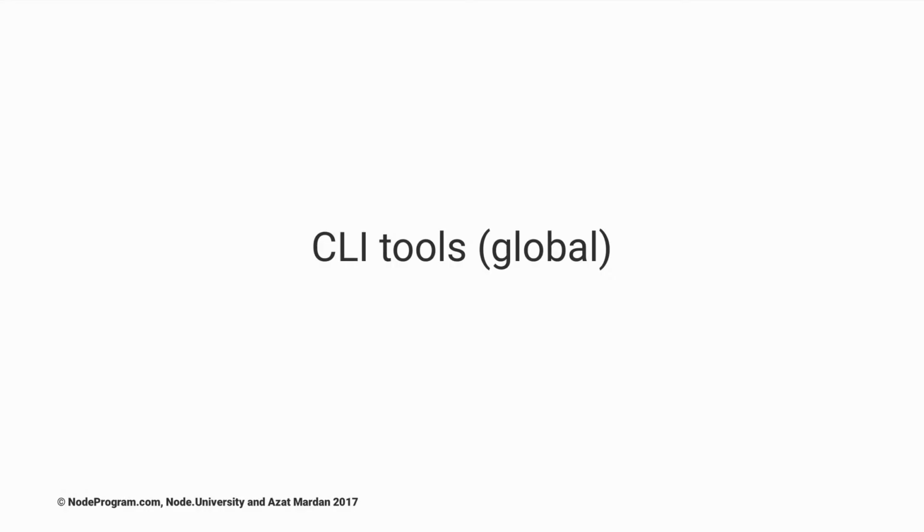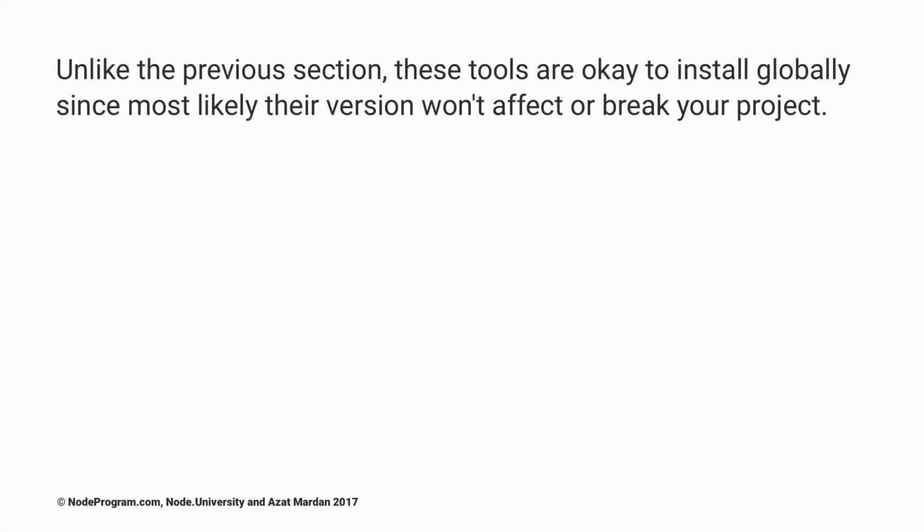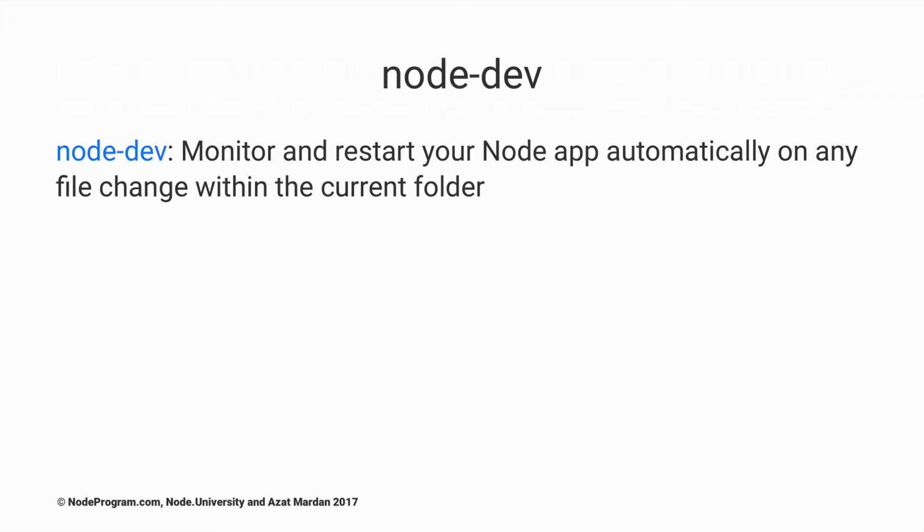The next section of this course is about CLI tools, command line interface tools. Typically, we install them globally, but again, that's not always the case. I mentioned before that sometimes it's a good idea to install a CLI locally. Here we go. Nodemon tools. With Nodemon, we don't really worry that we might have different versions than our teammates.